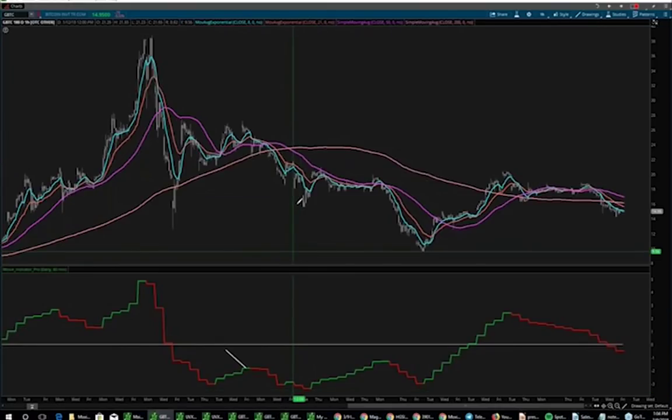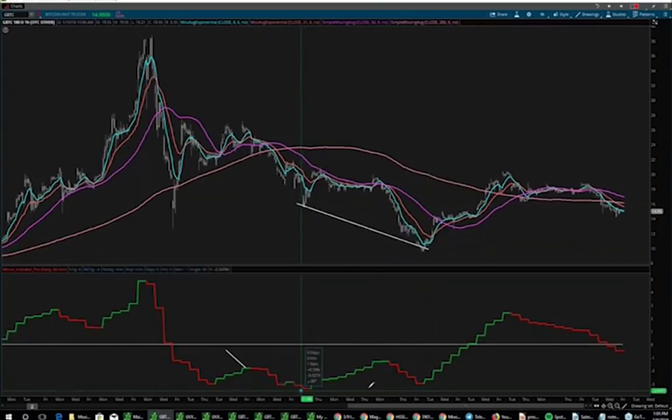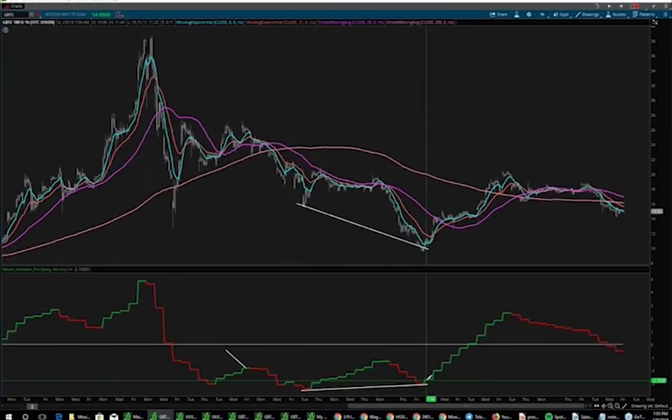How about this? Right here. See that divergence? Okay, we got a heads up. That's the whole point. That's why this isn't gambling. This is stock trading. We want to have an edge. We want to know when something's going to work.